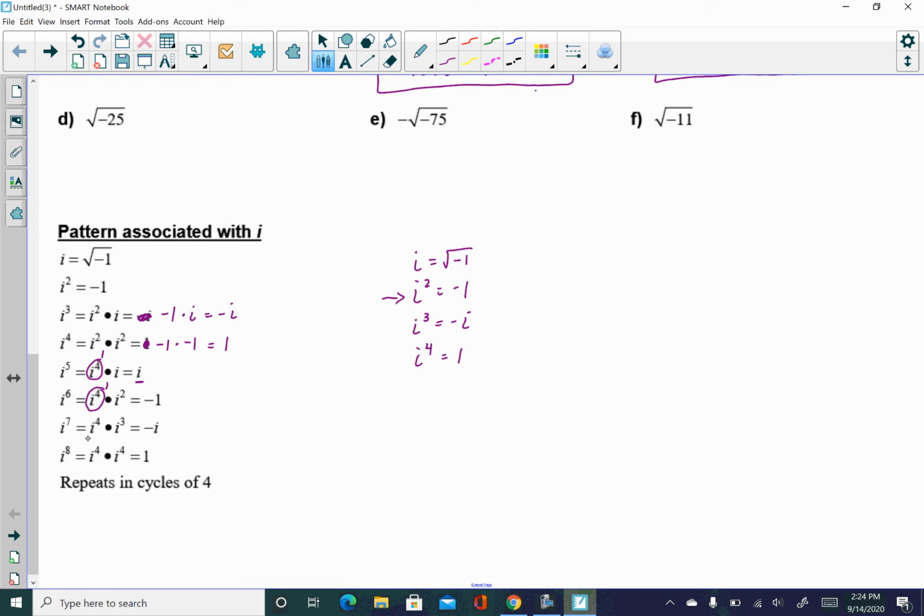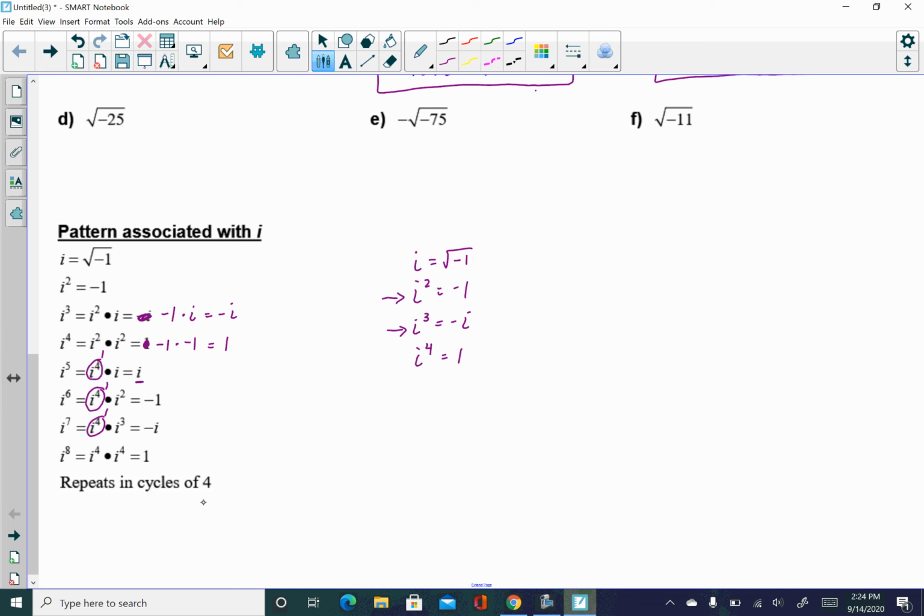i to the 7th is i to the 4th times i cubed. Again, this is 1, so 1 times i cubed, we know i cubed equals -i. And then likewise, when I get down here to i to the 8th, i to the 4th times i to the 4th, so 1 times 1 is 1. They always repeat in cycles of 4.